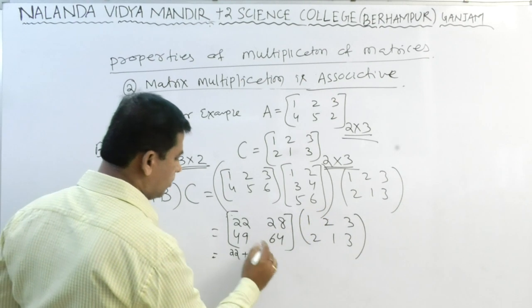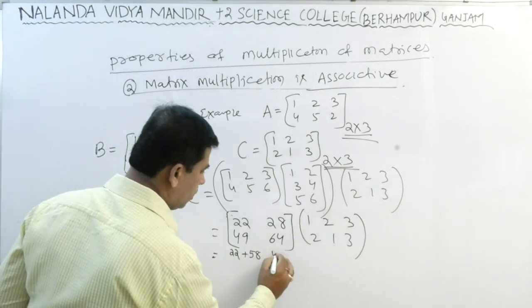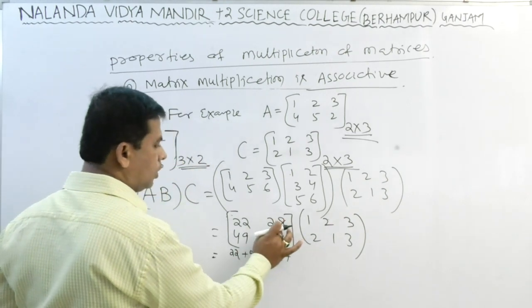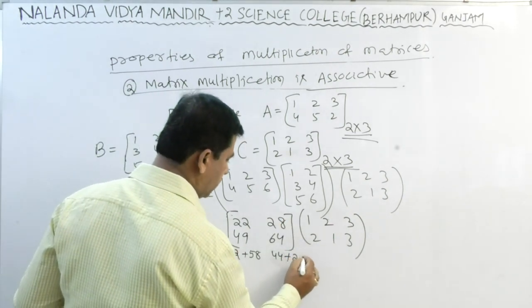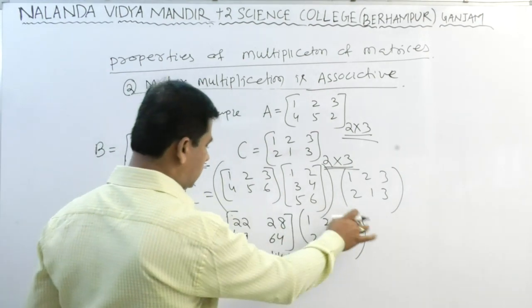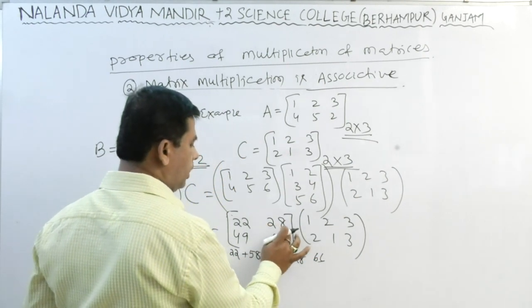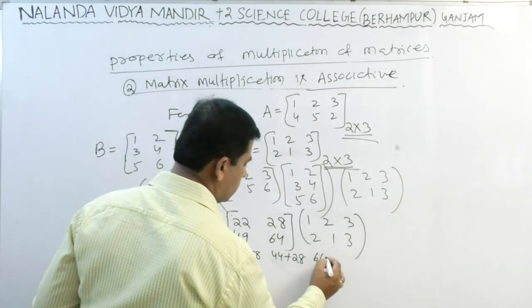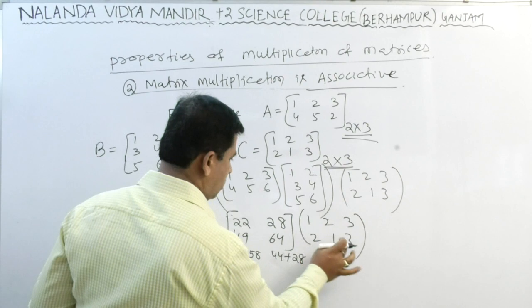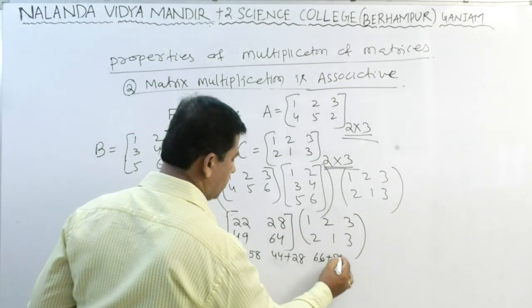Now first row, second column: 22 into 2, that is 44 plus 28 into 1, that is 28. First row, second column. Again, first row, third column: 22 into 3, 66 plus 28 into 3, that is 84.